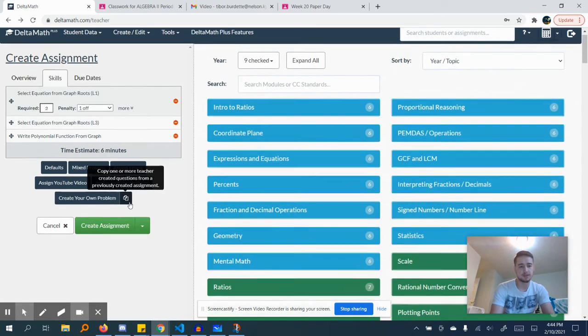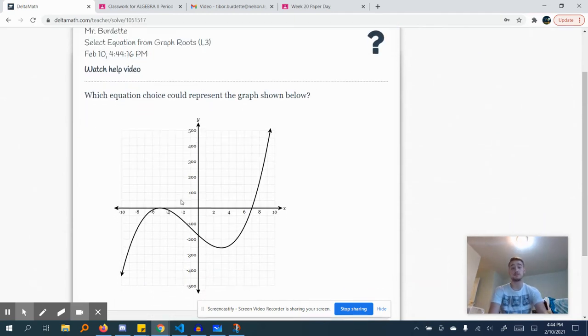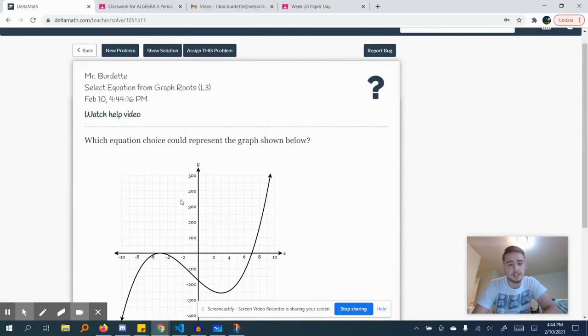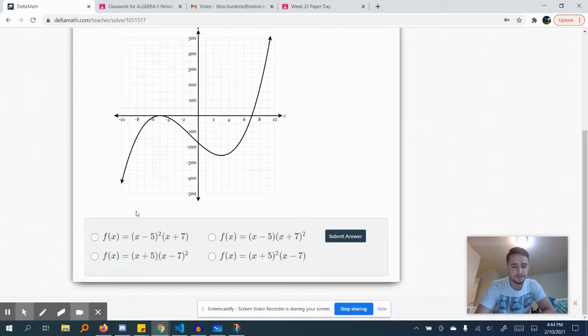So it's a relatively straightforward thing that we're asking you to do. So here, which equation choice could represent the graph shown below? Anytime we have an even multiplicity, that means we bounce off the axis. Every time we have an odd multiplicity, we cross through. Meaning if something only shows up once in these problems, then you know it's going to cross the axis at that point. And if it shows up twice, then it means it's going to bounce. So here we know it bounces. When x equals -5, it's going to bounce off the axis here.